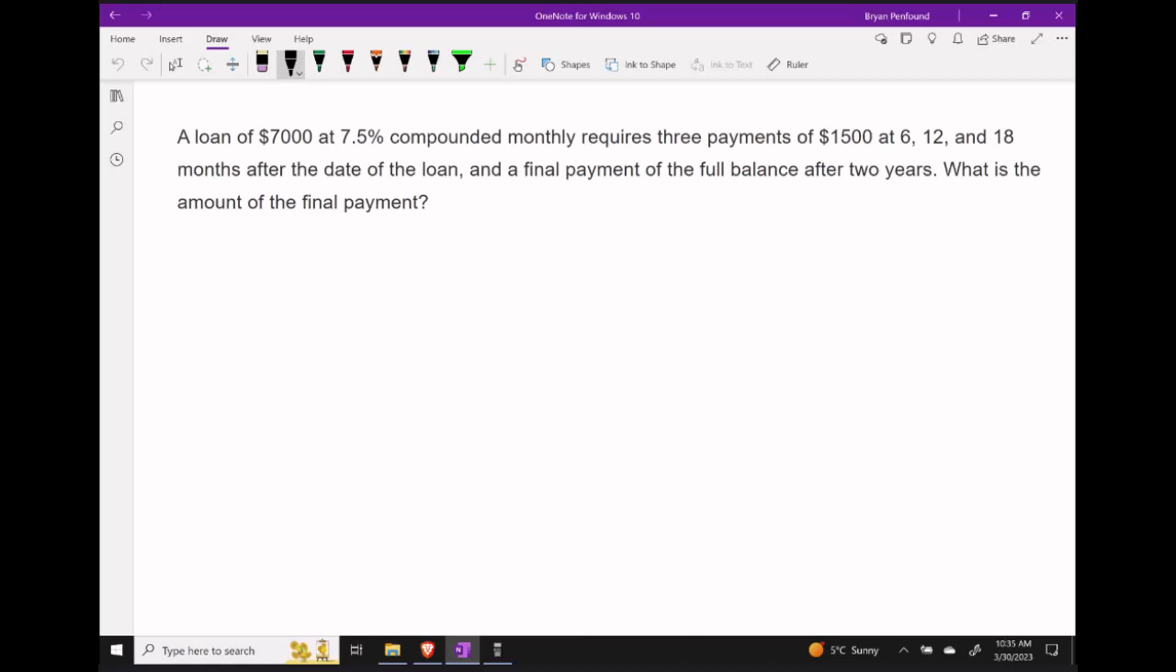Suppose that a loan of $7,000 at 7.5% compounded monthly requires 3 payments. Those payments are $1,500. They happen 6 months after the start of the loan, 12 months after the start of the loan, and 18 months after the start of the loan. The final payment for the loan is due at the end of 2 years. Let's try to determine the amount of the final payment.